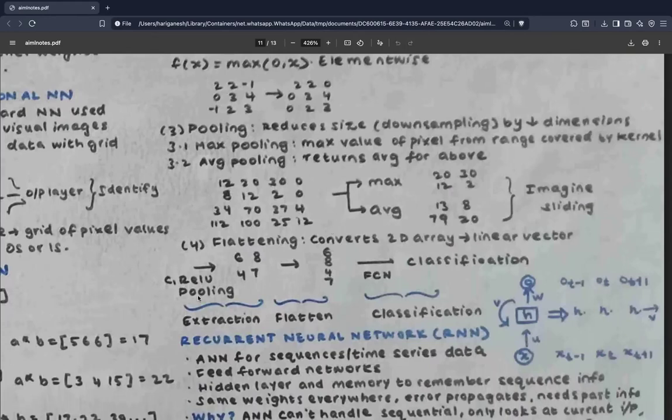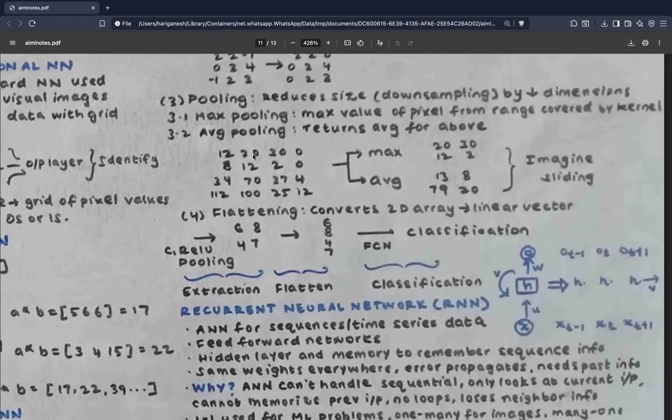Ignore this. Flattening converts the 2D array into a linear vector. So this part does the extraction, this part does the flattening. Then you have the classification in FCN.